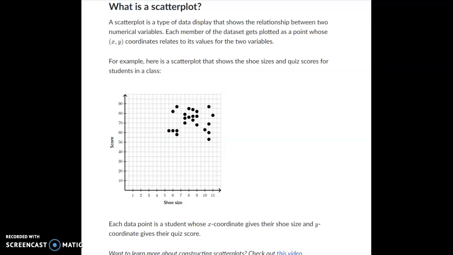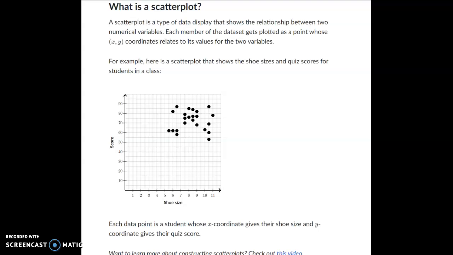Hello, students. This week we're looking at scatter plots. That's our topic. Now, a scatter plot is a type of data display that shows the relationship, if there is one, between two numerical values. Each member of the data set gets plotted as a point whose xy coordinates relate to its value for the two variables.